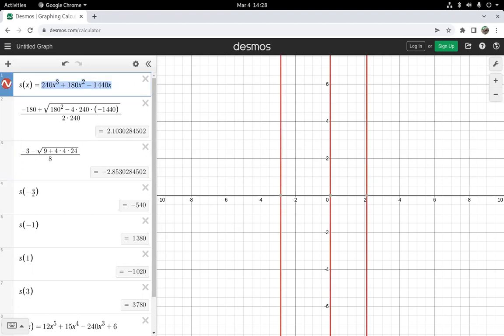And then here's my 4 numbers. I'm testing the concavity, and you can see I get a negative result for the second derivative. So that's a concave down region, positive, which is a concave up region, negative, concave down, positive, concave up.